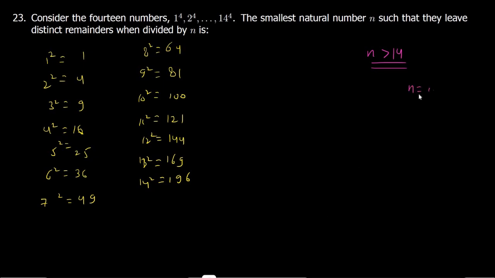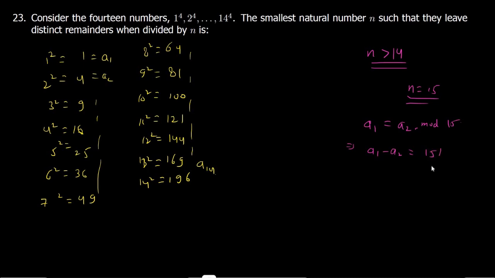Now, what if n was 15? What we want is distinct remainders, so that no two of these raised to the power of 4 leave the same remainder when divided by 15. Suppose these numbers are some a1, a2 and so on till a14, and if two of them leave the same remainder when divided by 15, then in the language of modular arithmetic, suppose a1 is equal to some m mod 15 and a1 is equal to a2 mod 15. Then a1 minus a2 will be a multiple of 15.